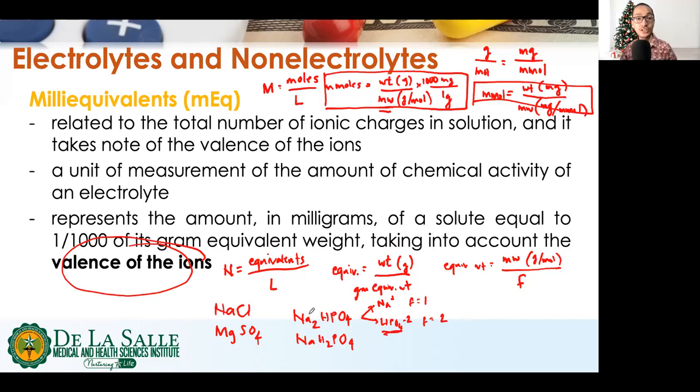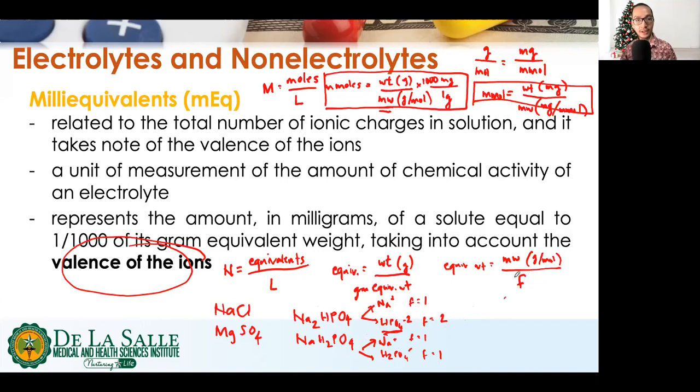Okay? Because sodium has a valence of only 1. Okay? How about this one? Here, sodium still has a factor of 1. And the monobasic sodium phosphate, H2PO4, has a factor that is equal to 1. Okay? Ayan. So, in that case, no, you have to take note which ion is being referred to, okay?